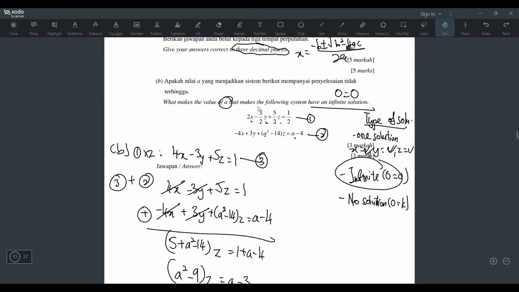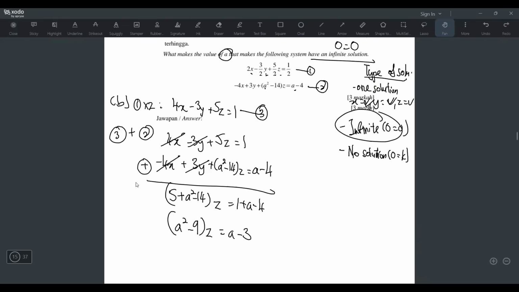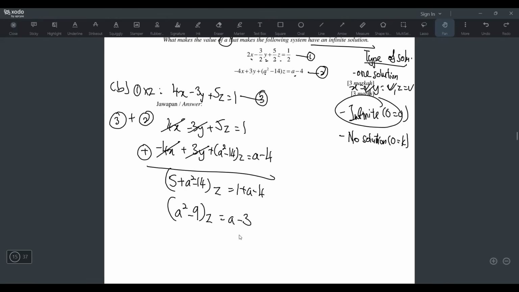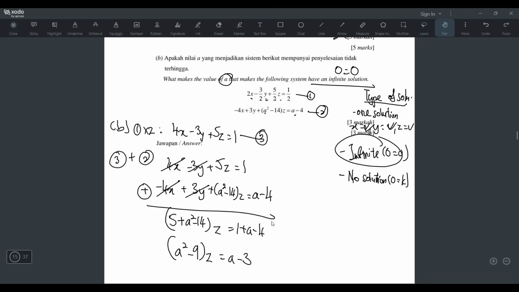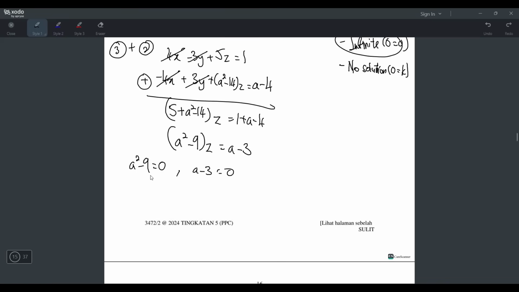But the question mentioned something here. What is the value of a that makes the following system have an infinite solution? It means what value of a I have to put inside here so that it ends up with 0 equals 0. You understand now? So you have to just take both sides equals 0. Just take a square, because you want this whole thing to be 0 and you want this thing to be 0, right? And then the answer will come out later.